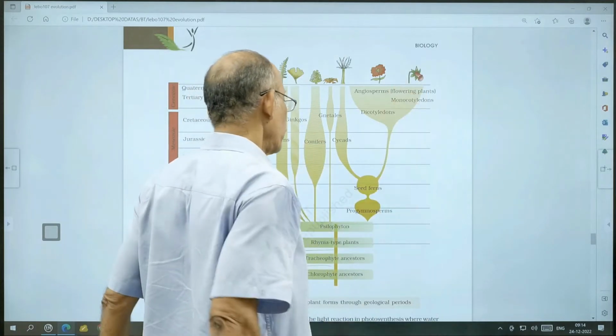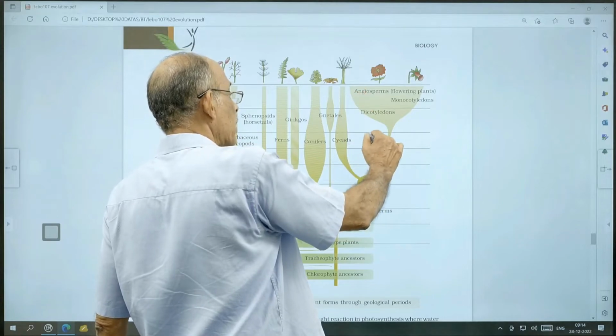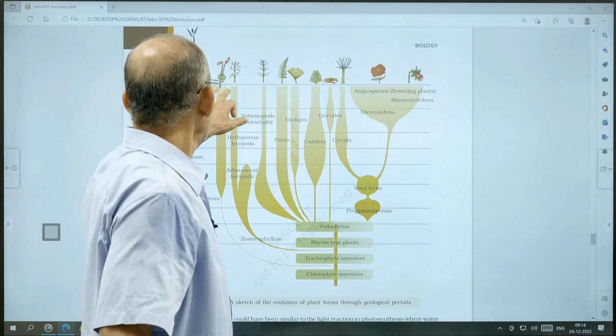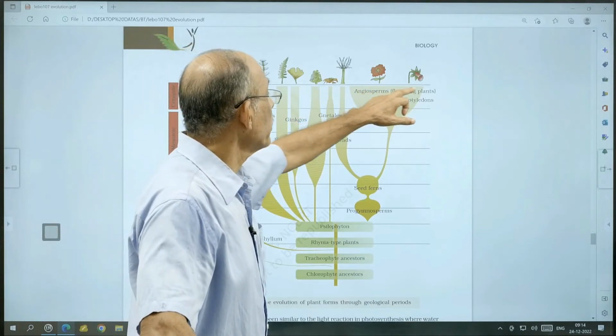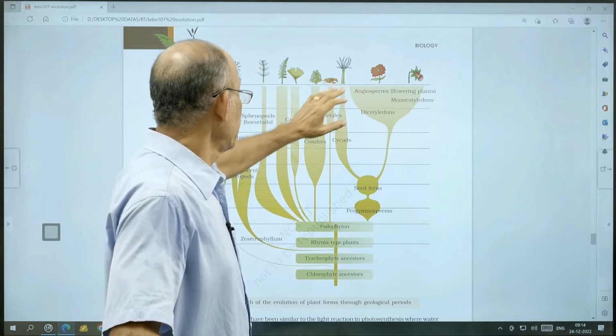It divided into two divisions in the Permian period, and one group developed into cycas-like plants and another developed into angiosperm-like plants. And the breadth you see, the angiosperms have maximum breadth. That means their diversity is maximum.